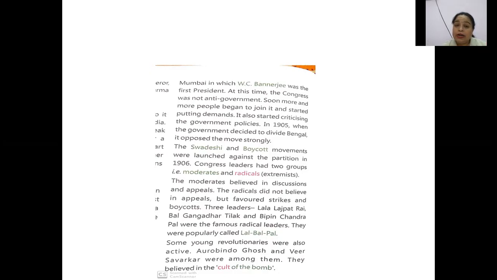They wanted to gain independence through war, saying we will have a war against the Britishers and gain independence. Some young revolutionaries were also active. Aurobindo Ghosh and Veer Savarkar were among them. They believed in the cult of the bomb, meaning they believed we would do something explosive so that we could gain independence. Mahatma Gandhi and many other leaders did not believe in war. They wanted to gain independence through peaceful means.